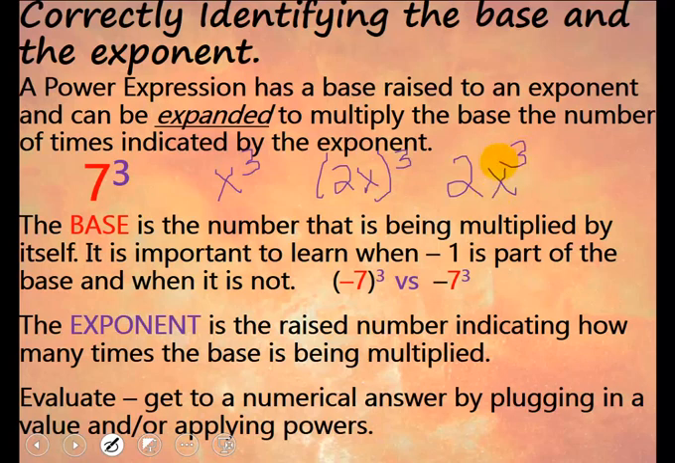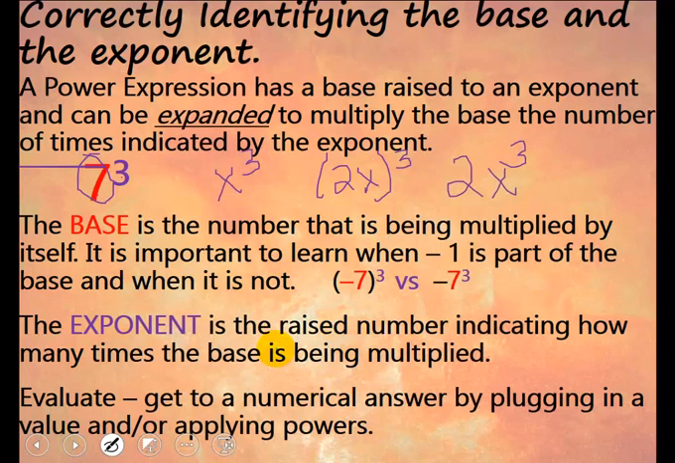The base is the number that is going to be multiplied by itself, okay? So the 7 here, this is the base. The exponent is the small number that's raised up. That tells you how many times the base is being multiplied by itself. You have to be careful in understanding what is actually getting the exponent and what is not, right?